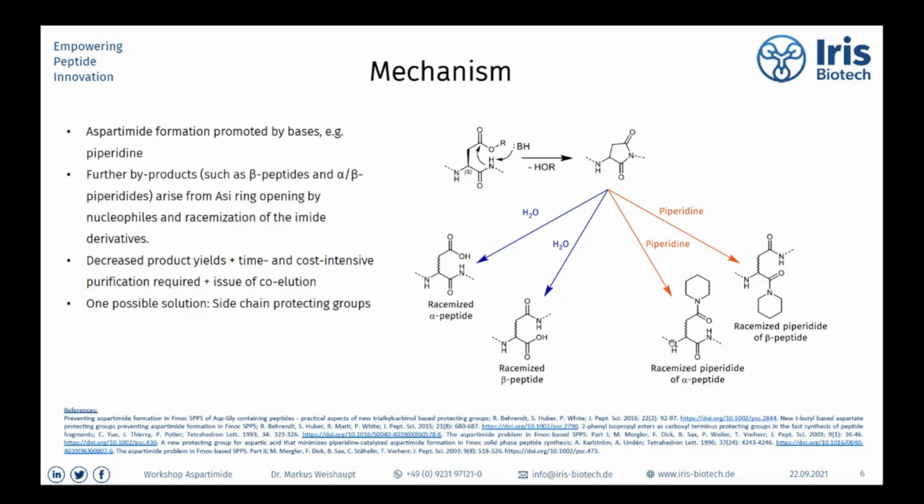As already mentioned, this decreases product yields and necessitates time and cost-intensive purifications. Of course, there's also the issue of co-elution, especially when looking at longer peptide sequences. The retention times of some of the byproducts here are almost indistinguishable from the desired product. Of the possible solutions previously mentioned, I would focus on one, that is side chain protecting groups.